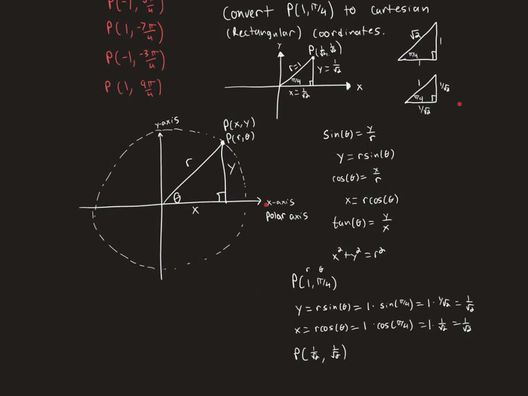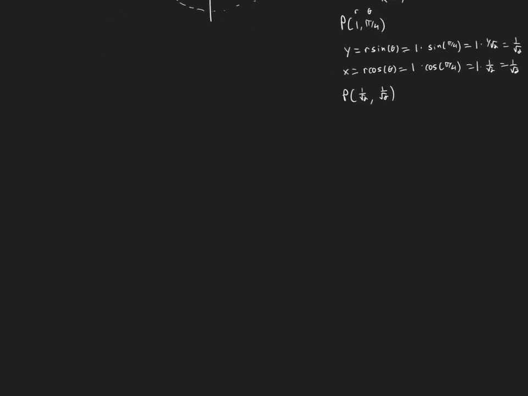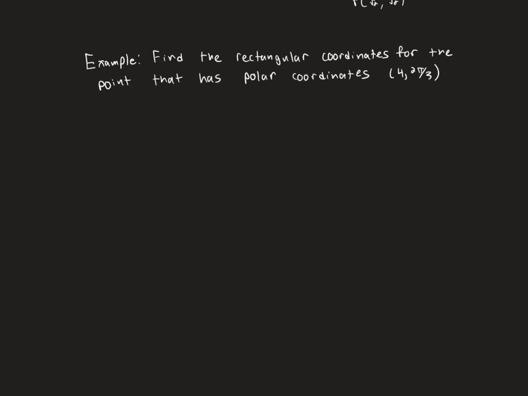All right, let's do a couple more examples here. Let's find the rectangular coordinates for the point that has polar coordinates 4, 2 pi over 3. So our r is 4, and our theta is 2 pi over 3. Now we can use what we just figured out. So y is r sine of theta, and x is r cosine of theta.